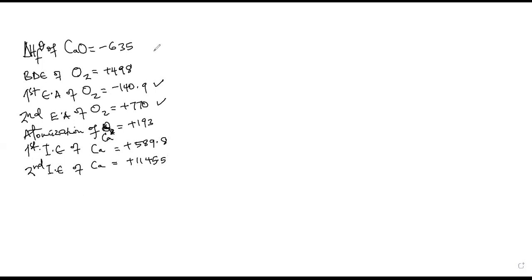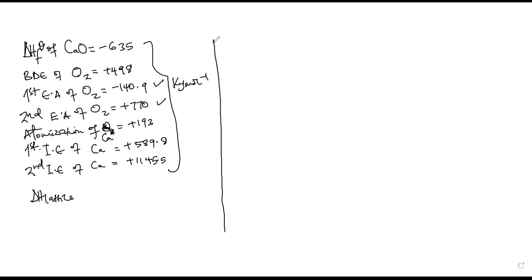All these values are in kilojoules per mole, but they want us to calculate the lattice energy. Now, I'm going to sketch my energy level diagram here, and then we see how we go about it. Here we shall have our potential energy. You have to write in full words, potential energy in kilojoules per mole.